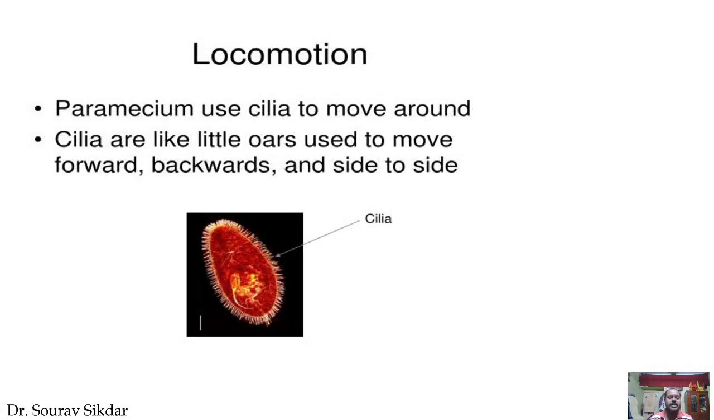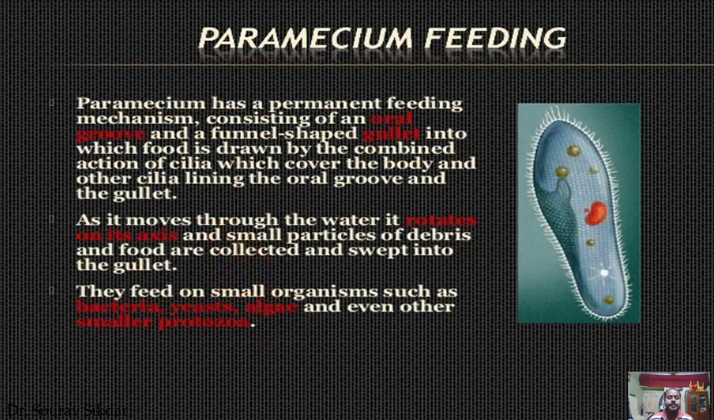And this is the cilia I have pointed out here, which is present outside of their body, originated from the plasma membrane, which acts as an oar in the water. They move, and that's why the total paramecia can move forward.